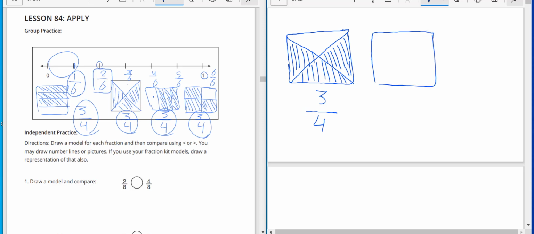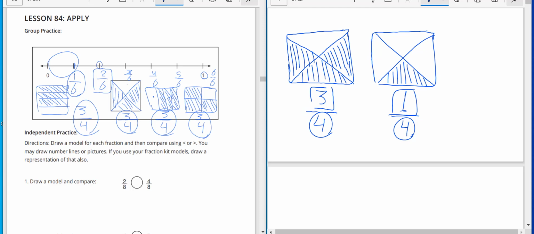Draw another square divided into 4 equal parts and shade one part. This fraction is called one fourth. We know that they have the same denominator and different numerators. The number in the denominator is 4, and the numerator of the first fraction is 3, and the other fraction's numerator is 1.